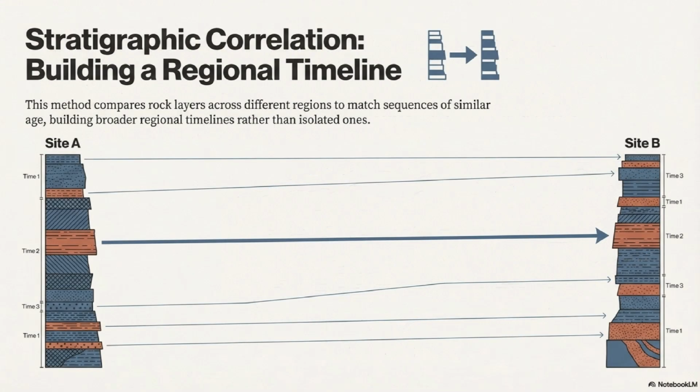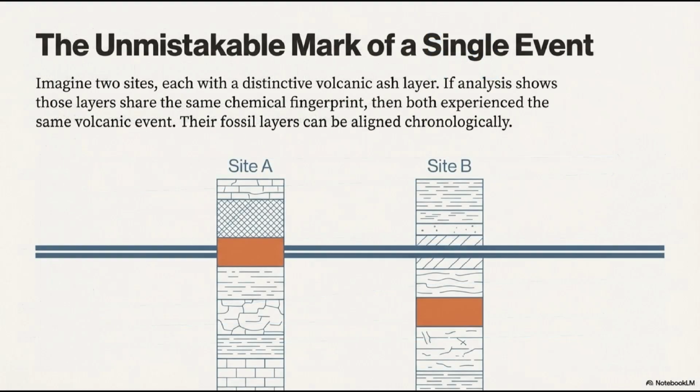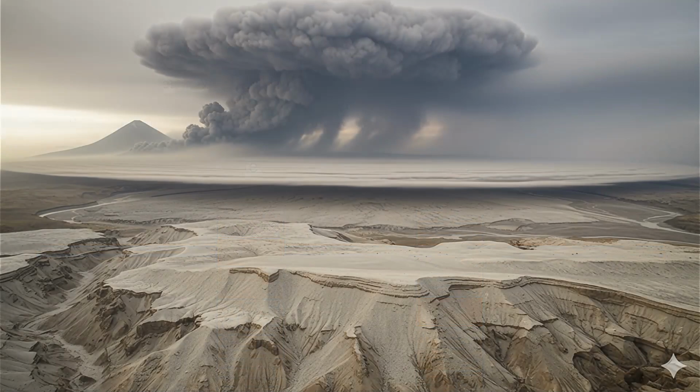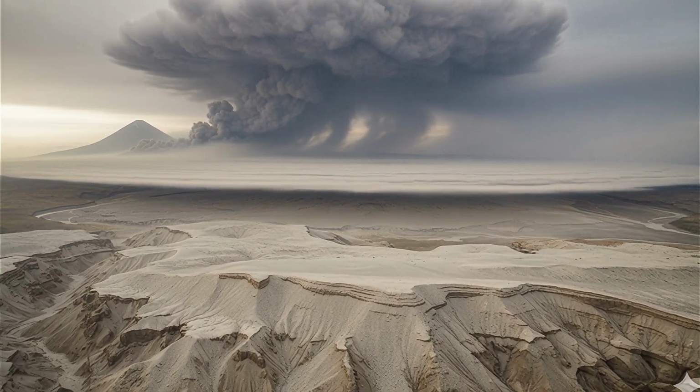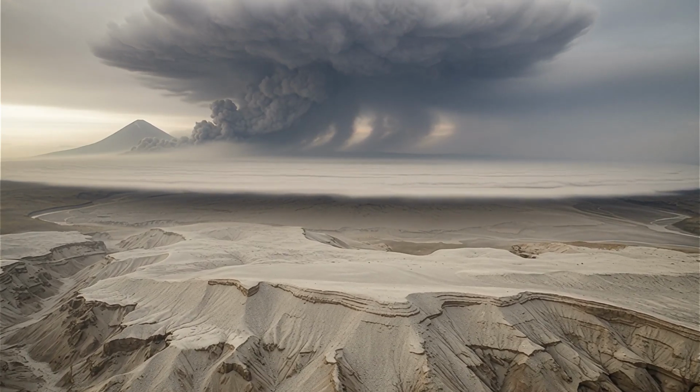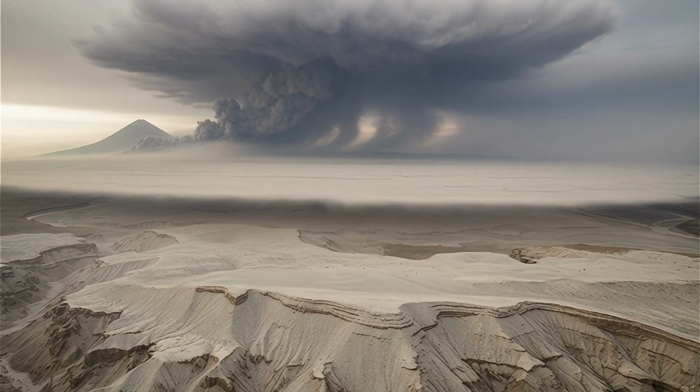Let's look at another approach, stratigraphic correlation. This method compares rock layers across different regions to match sequences of similar age. Imagine two sites separated by many kilometers, each with a distinctive volcanic ash layer. If laboratory analysis shows those ash layers share the same chemical fingerprint, then both sites likely experienced the same volcanic event. That means their fossil layers can be aligned chronologically, even if the fossils themselves differ. This helps build broader regional timelines rather than isolated site-specific ones.